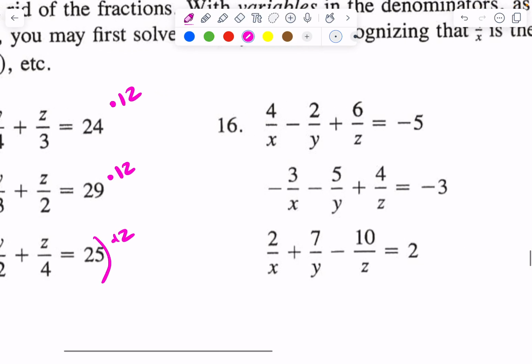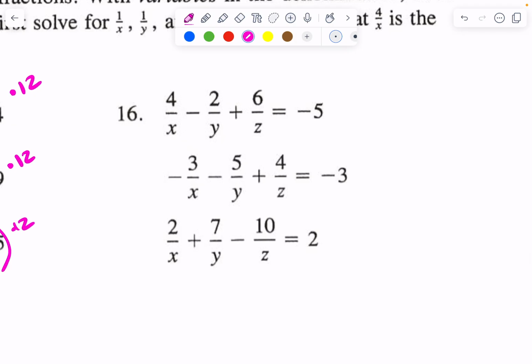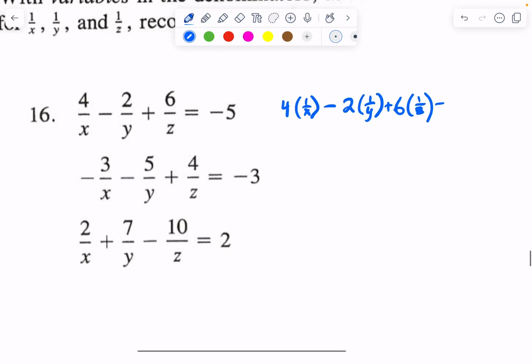Easy. Uh-oh. But if there's variables in the bottom, if I were to multiply the whole thing by xyz, I get 4yz. What? Minus 2xz? That's not helpful. We don't want this crazy polynomial with variables everywhere. So the trick when you have the variables on bottom, or some on the bottom, some on top, it doesn't matter, is instead we think of this like 4 times 1 over x minus 2 times 1 over y, plus 6 times 1 over z, okay, equals, I need to change my pen size. That's as small as it goes, equals negative 5.